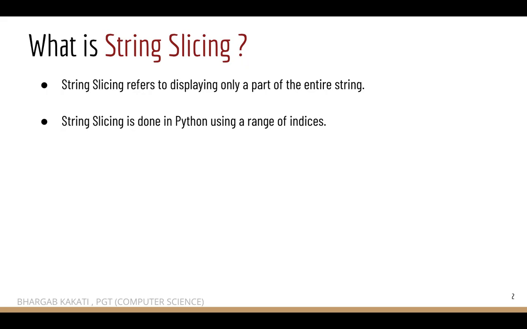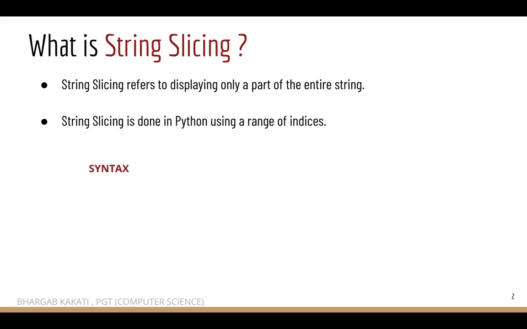As you already know from part 1 of this chapter, each character in a string has a number. That number is known as the index. So each character has a particular number, and that number is known as the index. So string slicing is done in Python by using the concept of indexes itself.